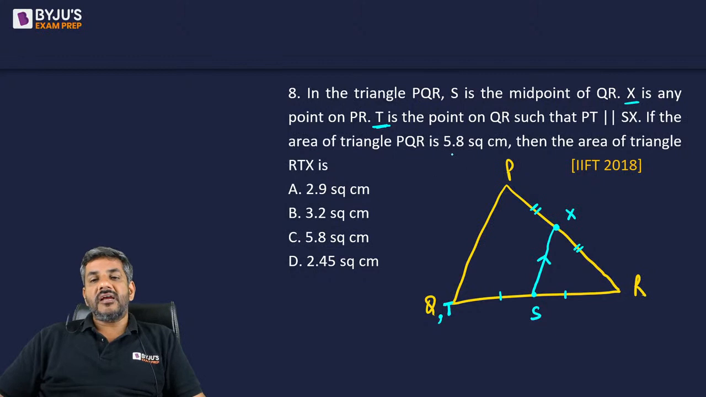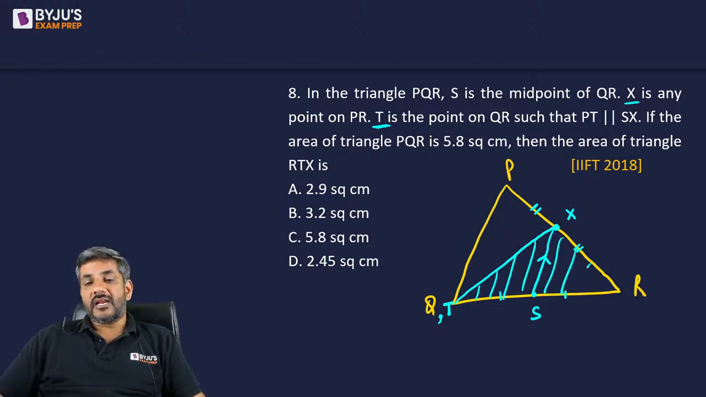Question says area of triangle PQR is 5.8. What is the area of triangle RTX? So we have to find out the area of RTX. We have to find out the area of this triangle. It is clearly half of PQR.